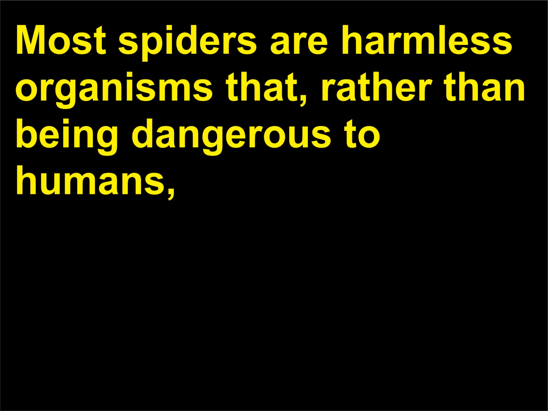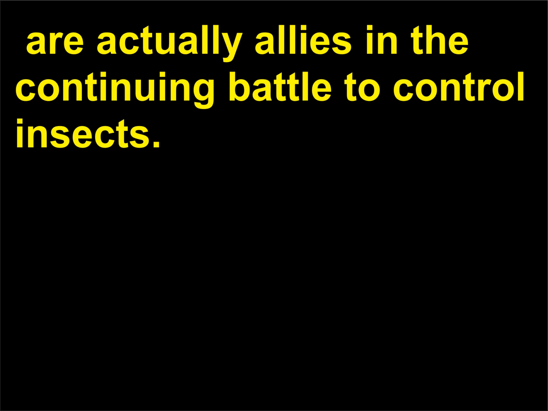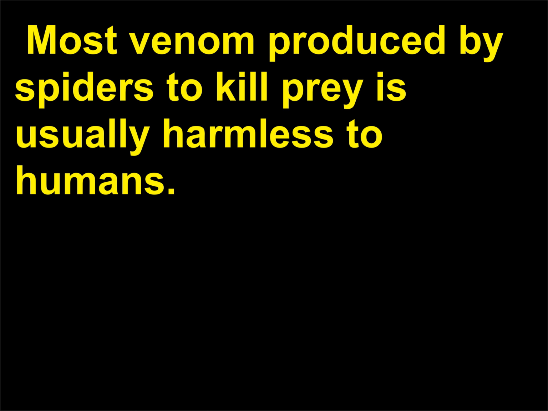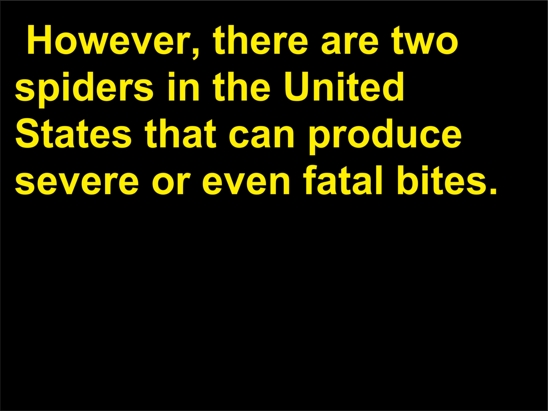Most spiders are harmless organisms that, rather than being dangerous to humans, are actually allies in the continuing battle to control insects. Most venom produced by spiders to kill prey is usually harmless to humans. However, there are two spiders in the United States that can produce severe or even fatal bites.